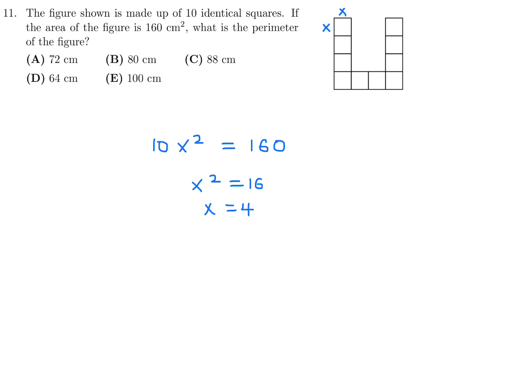To calculate the perimeter, we have to figure out how many sides. Let's see here, 1, 2, 3, 4, 5, 6, 7, 8, 9, 10, 11, 12, 13, 14, 15, 16, 17, 18, 19, 20, 21, 22. So 22x is the perimeter. X is 4, and therefore this perimeter is equal to 88. Number 11, the answer is C.